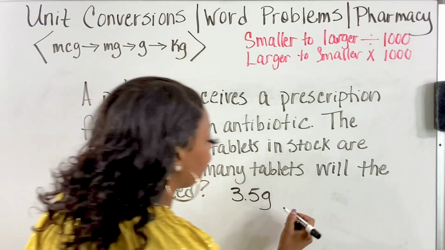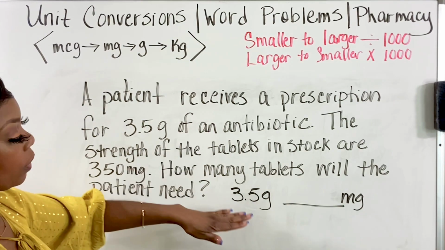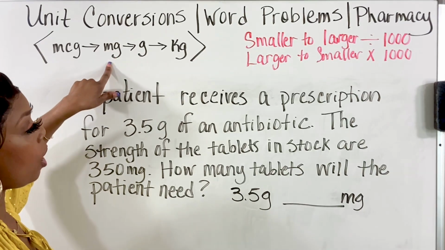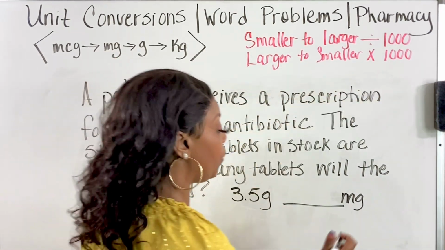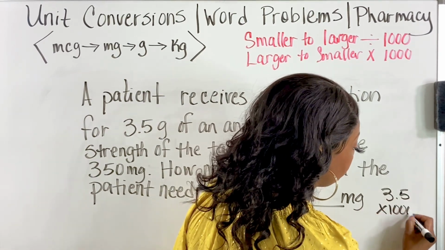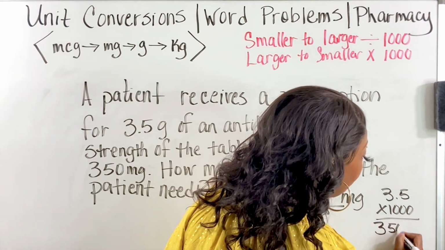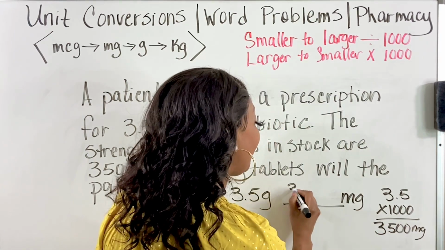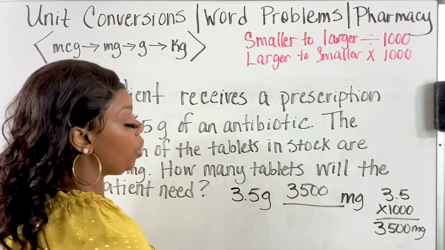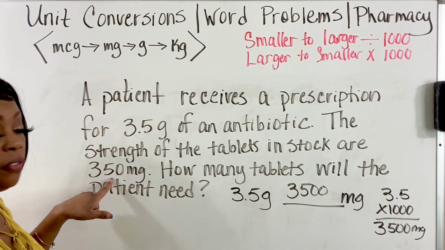So we have our 3.5 grams, which we need to turn into milligrams. We're going from grams to milligrams, so from a larger unit to a smaller unit, we are going to multiply by 1,000. So we have our 3.5 times 1,000. That'll give us 3,500 milligrams. All right, now we are cooking. Now we have some information. So we have 3,500 milligrams total, and each one of these tablets is worth 350 milligrams.